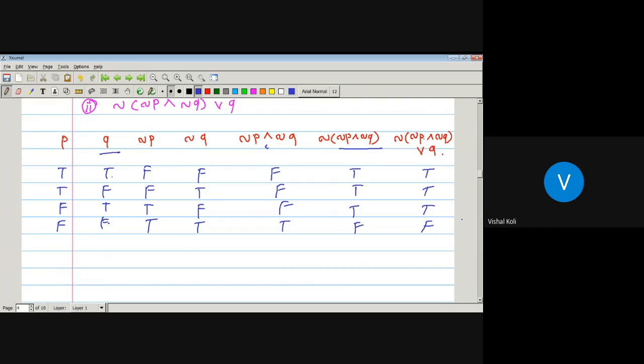Now, last one, third one. P and Q or R, and negation of R or P and Q.